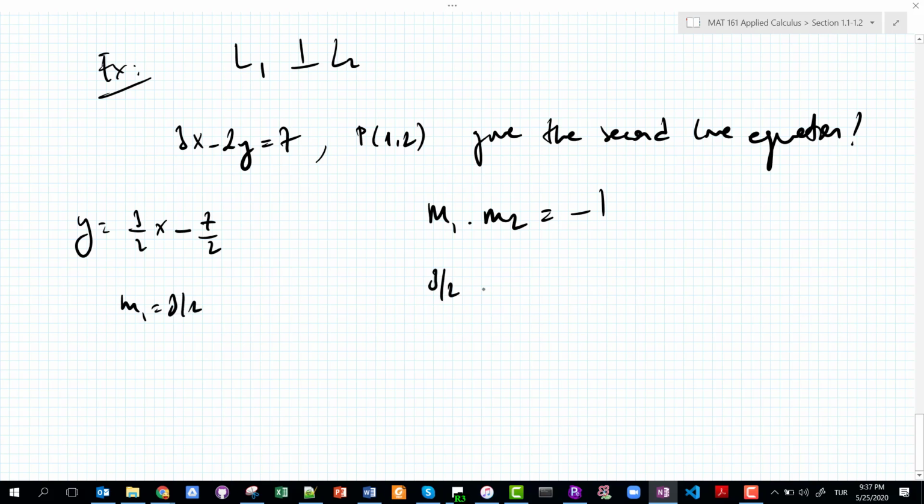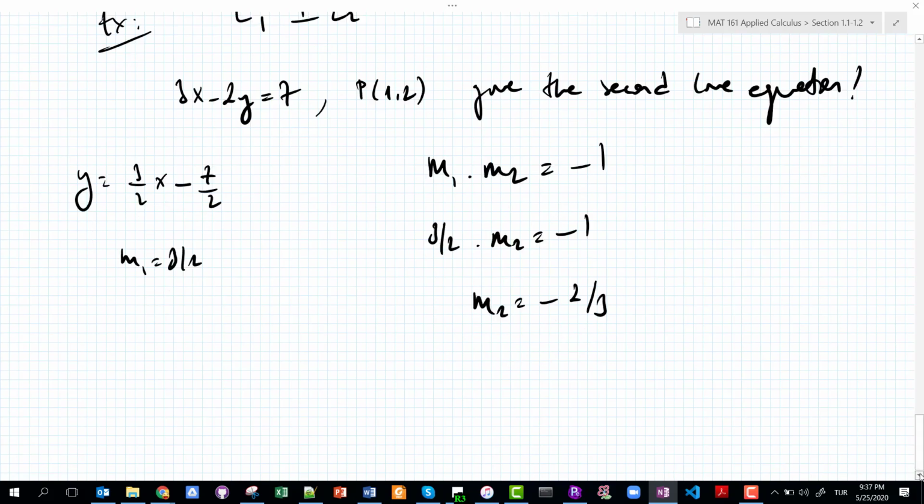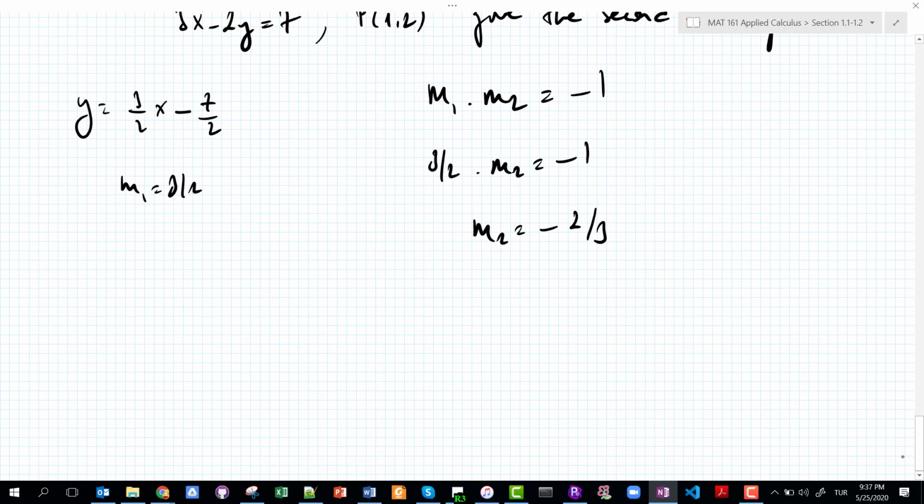And m1 is equal to 3 over 2, and if I use this equation, I can find the second line slope. That would be equal to -2 over 3. I also know a point which the second line passes through, so I can use the point-slope equation and figure out what the line equation will be.